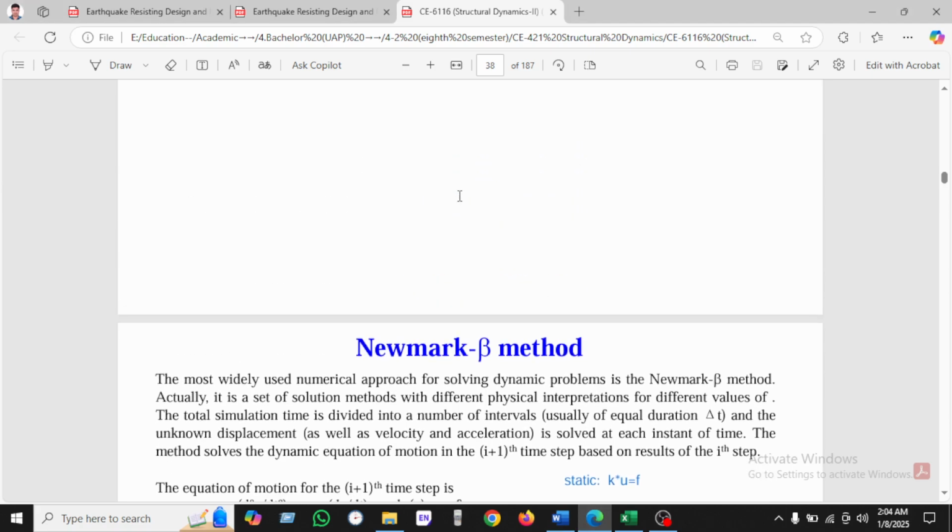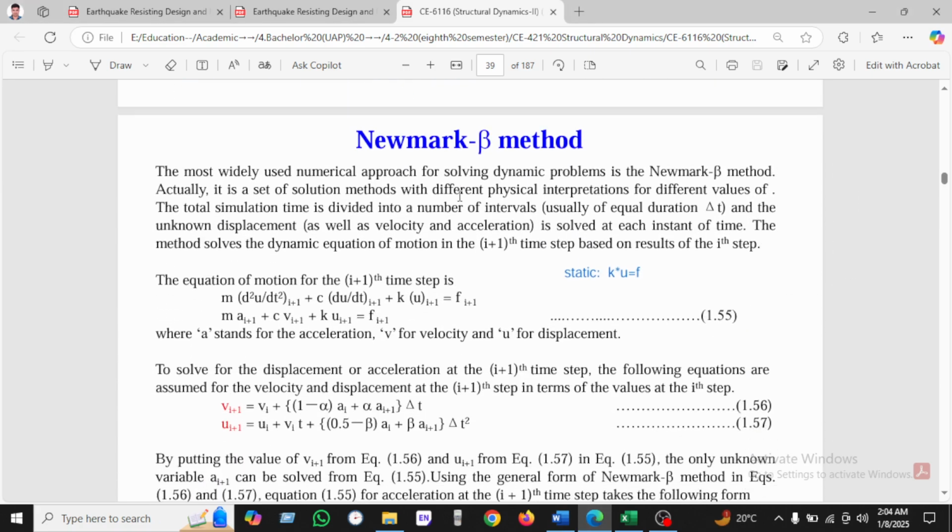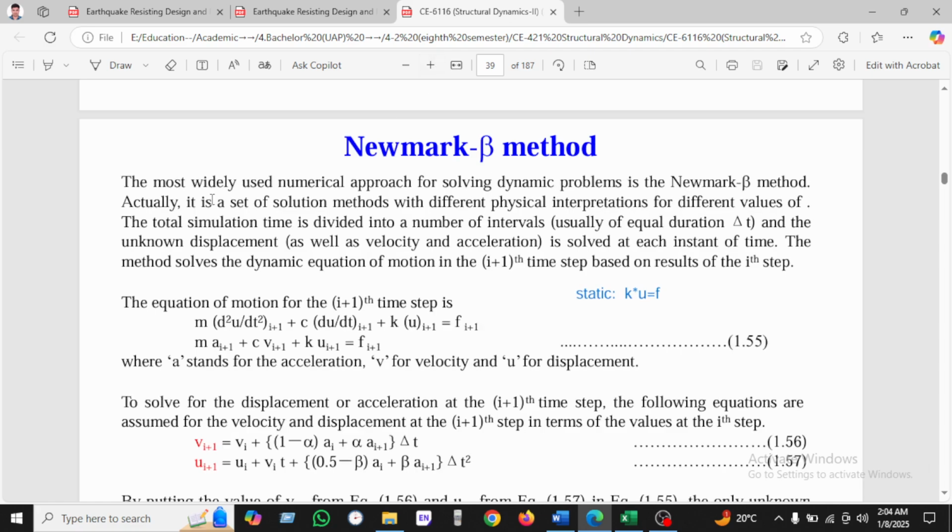So let's see. This is the numerical solution by the Newmark-Beta method. The Newmark-Beta method is the most widely used numerical approach for solving dynamic problems. It gives the solution method different physical interpretations for different values of its parameters. The total simulation is divided into a number of intervals of delta t, and the unknown displacement, velocity and acceleration are solved at each instant, from time step i to i plus 1.